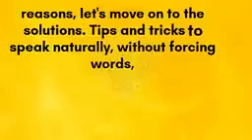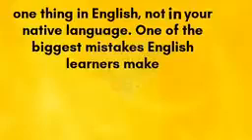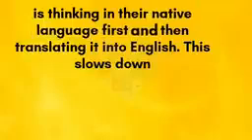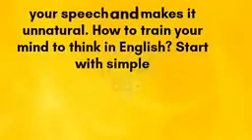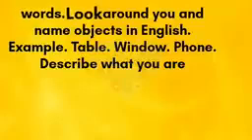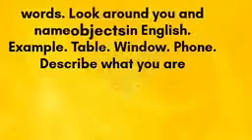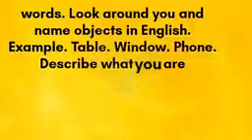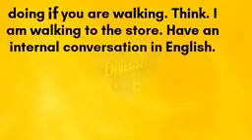Tips and tricks to speak naturally without forcing words. 1. Think in English, not in your native language. One of the biggest mistakes English learners make is thinking in their native language first and then translating it into English. This slows down your speech and makes it unnatural. How to train your mind to think in English. Start with simple words. Look around you and name objects in English. Example: table, window, phone.